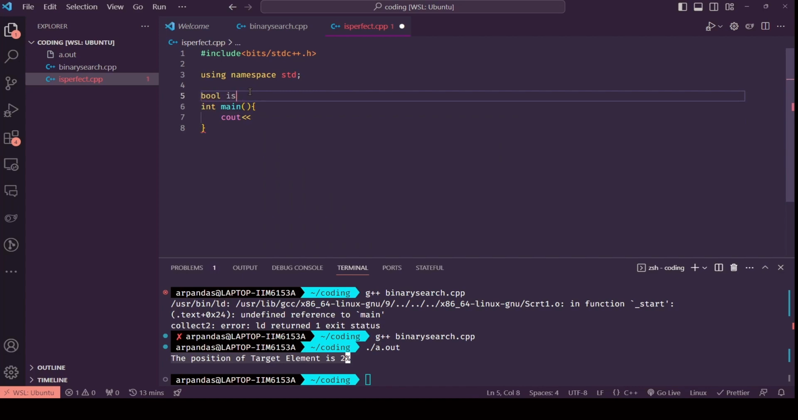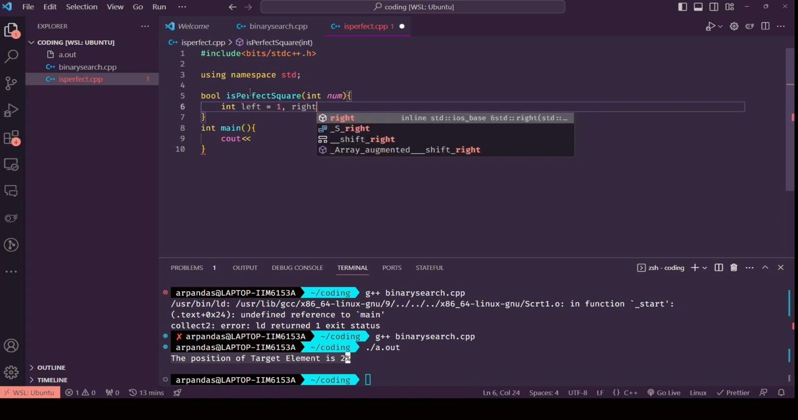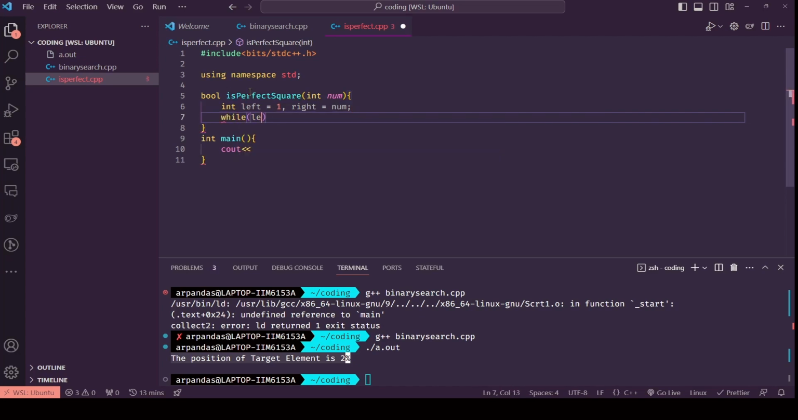Just write the first cout. We have to write the logic. It will be a function is perfect square with int num. Then first initialize our two variables: int left equal 1 and int right equal num. While left is smaller than or equal to right.